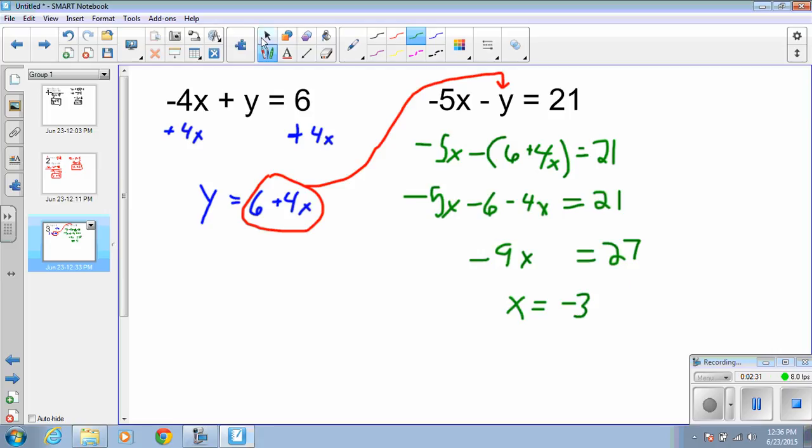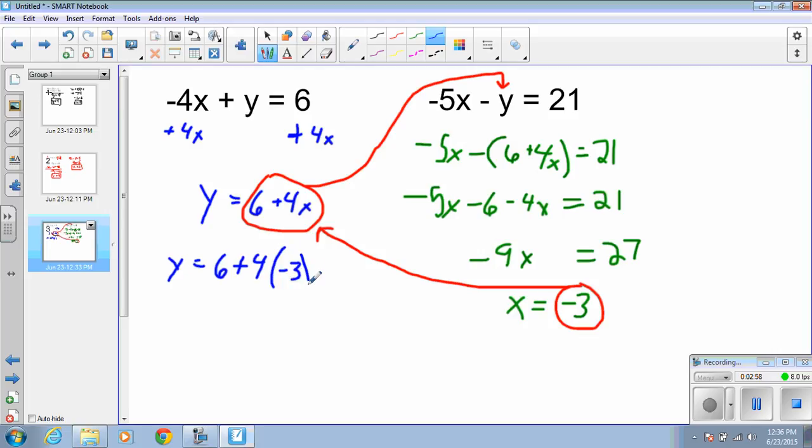Now, to figure out what y is, just take what you got here and plug it in for x. So that tells us that y is equal to 6 plus 4x. We now know what x is. x is negative 3. That'll give us a negative 12 plus 6. y is going to be equal to negative 6, because this is negative 12, this is 6. 6 minus 12, negative 6.